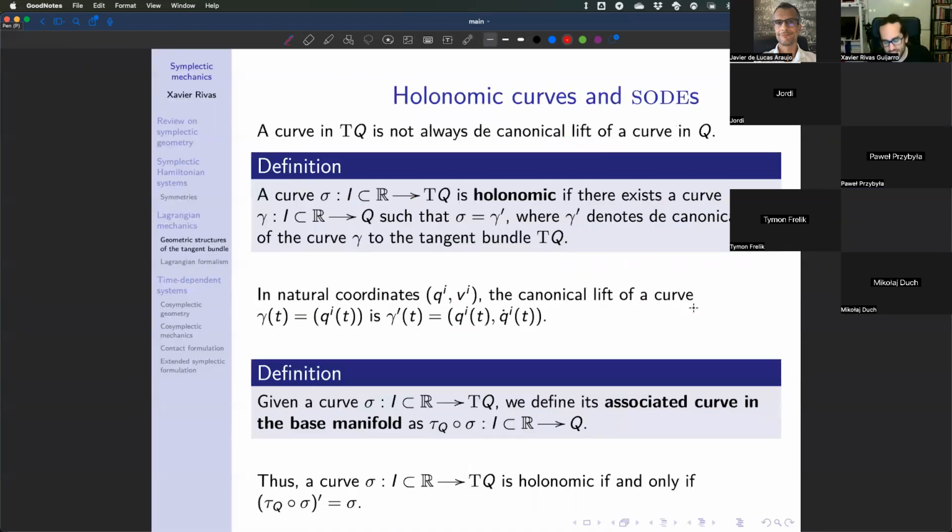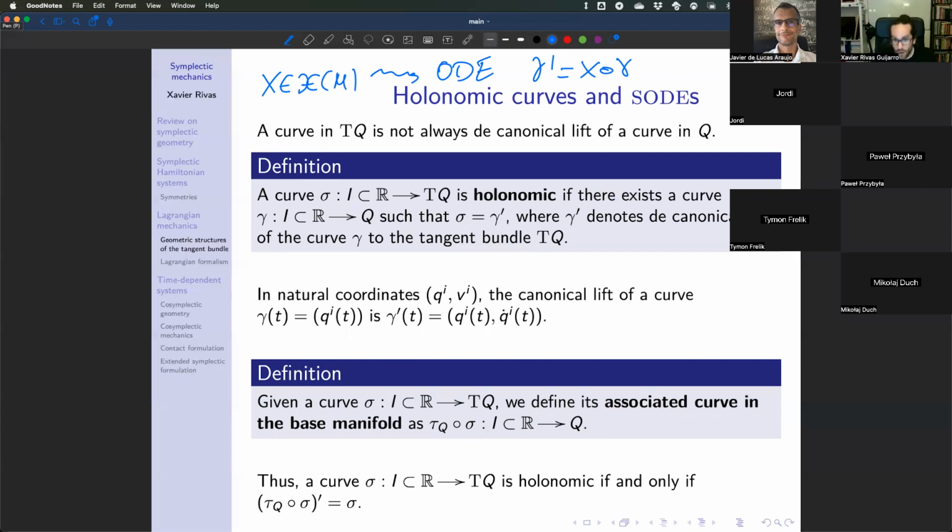Okay, now with all these things, we will be able to introduce what we call second-order differential equations. In differential geometry, everyone knows that a vector field in a manifold automatically defines an ODE, or a system of ODEs. How? Well, in this way. You look for the curves satisfying this thing here. So every vector field defines a first-order system of differential equations.